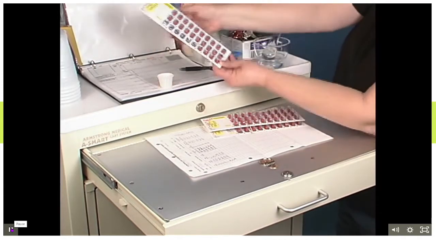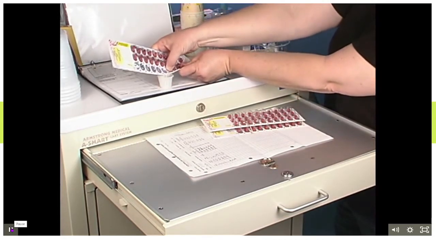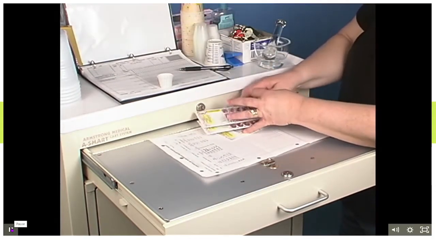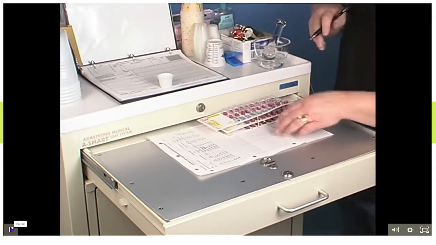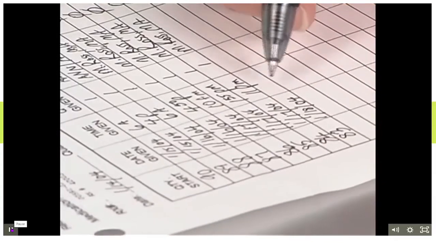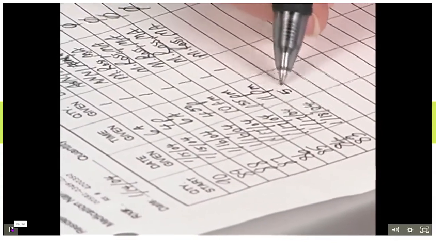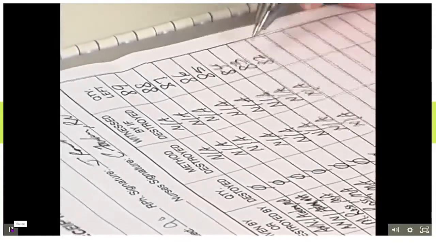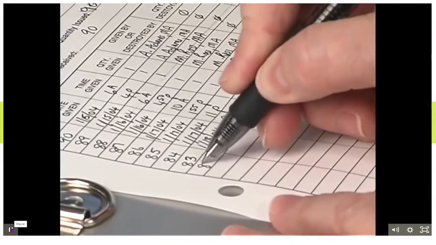Remove the needed number of pills and place them in a paper medication cup. Document the number of pills you removed on the controlled substance sheet, completing all required information, including signing your name. Record the number of remaining pills at the end of the row and carry that total to the start of the next row.